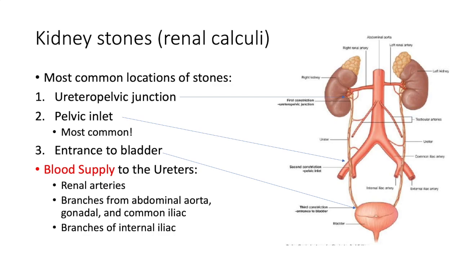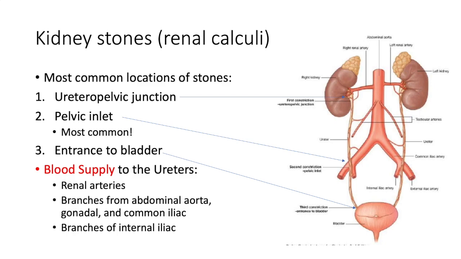Okay, so renal stones, or kidney stones, or renal calculi. There are 3 most common locations of the stones: the ureteropelvic junction, the pelvic inlet, which is the most common, and the entrance to the bladder. The way I remember these is either where it exits or enters, or where it lies on a structure and compresses. So as it's coming out of the pelvis to form the ureter, that's going to be our first location. Our last location is entering that bladder.